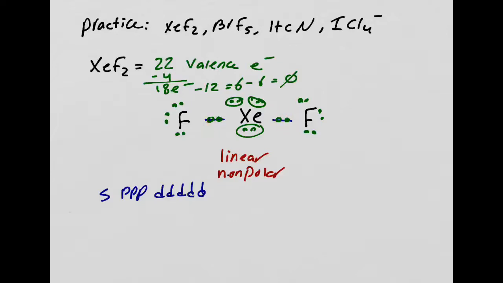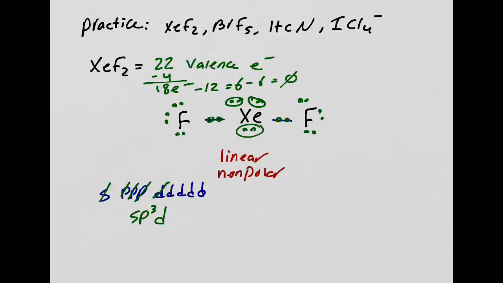1, 2, 3, 4, 5. I have 5 things around xenon. 1, 2, 3, 4, 5. So I'm going to go 1, 2, 3, 4, 5. SP3D is the hybridization. So far, so good. Okay, nice job.